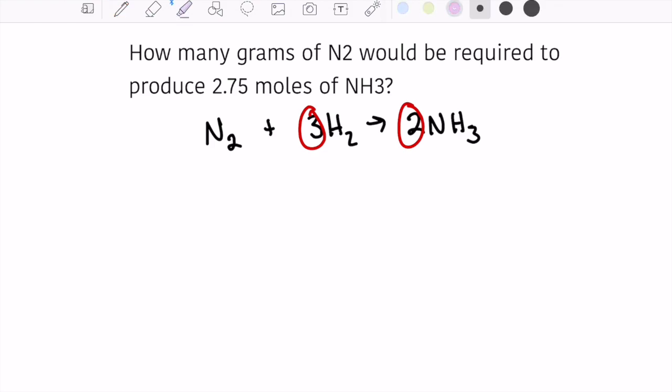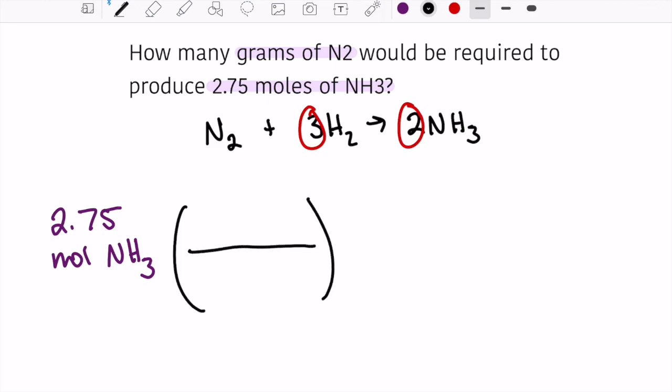You want to get to grams of N2, but you are given 2.75 moles of NH3, right? So let's start off by writing that. So we're given 2.75 moles of NH3. And now we want to go from NH3 to N2, which requires that mole ratio because we're changing compounds. So let's see here. You are given 2.75 moles of NH3.